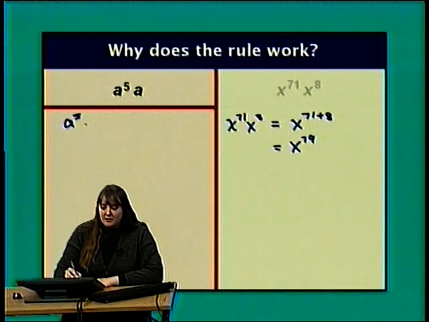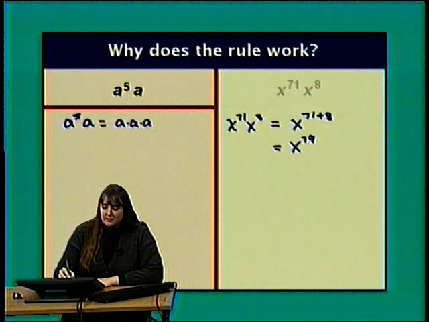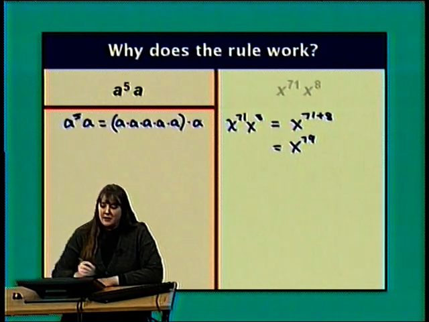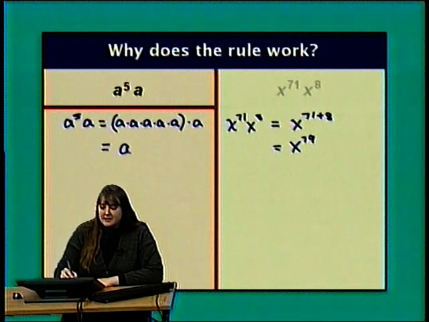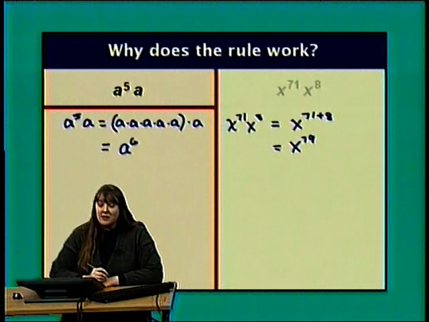If I have a to the 5th and I'm multiplying that by a, that means I have 5 factors of a, and I'm multiplying that by another factor of a. So altogether I have 6 factors of a. And we can think of that as just adding the exponents 5 and 1.